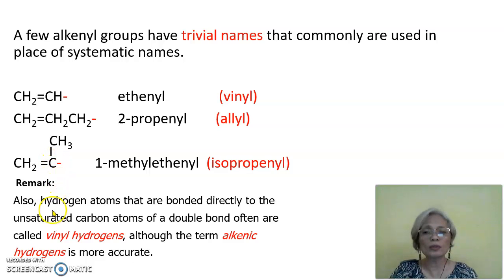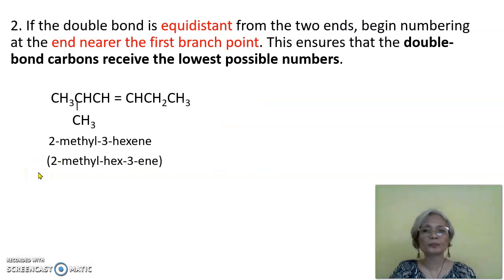Okay? Now, note that the hydrogen atoms bonded directly to the unsaturated carbon atoms involved in the double bond are called vinyl hydrogens. So, we have 1, 2, 3 vinyl hydrogens in ethenyl. We have 1, 2, 3, 4 in propenyl, and then 1, 2 in isopropenyl. So, we call those vinyl hydrogens, or more accurately called alkenic hydrogens.